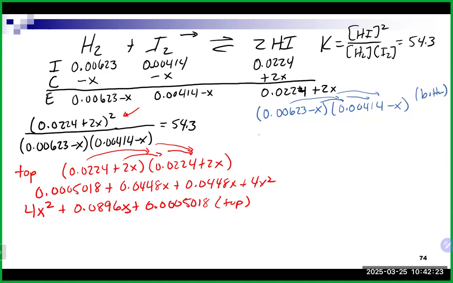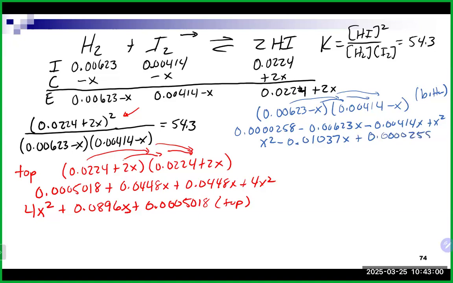Going to get here, looks like 0.000258. You obviously can use scientific notation if you wanted to, minus 0.00623x minus 0.00414x, and that's going to be a plus x squared. Again, just combining the terms together, that's going to give me for the bottom x squared minus 0.01037x plus 0.000258. And again, that is our bottom, right?